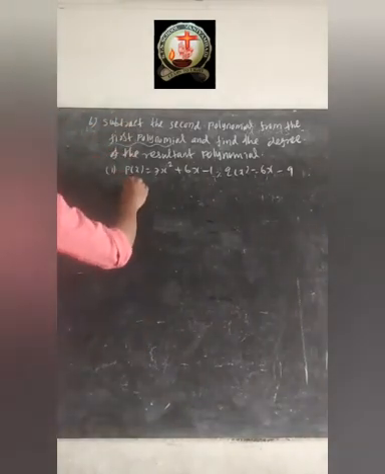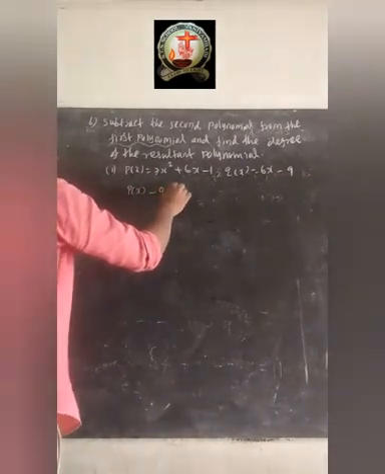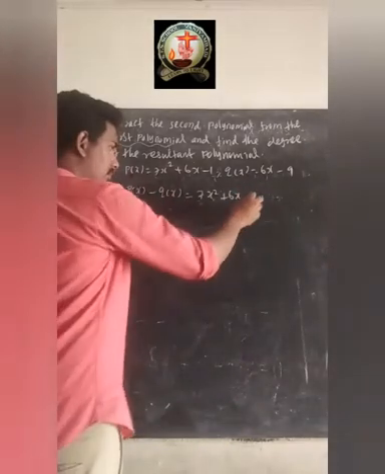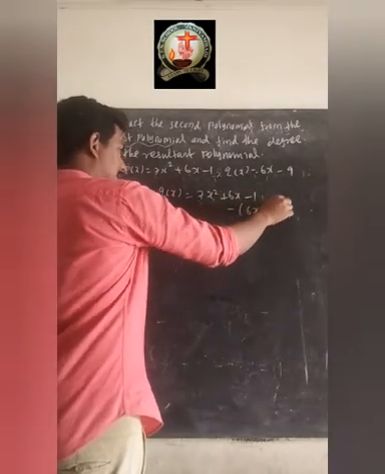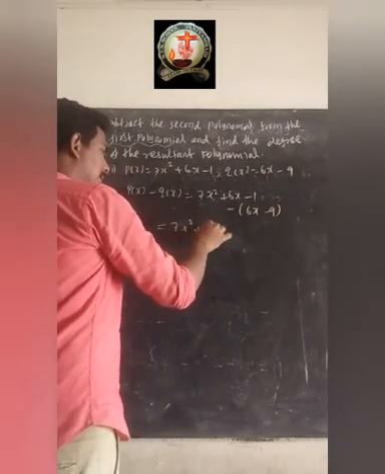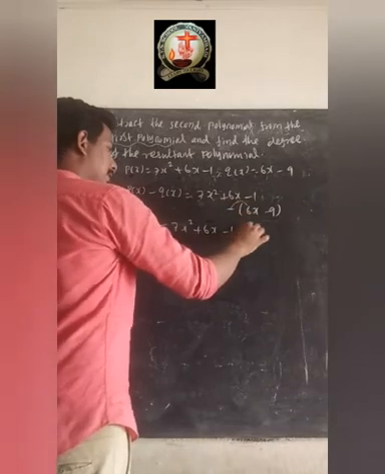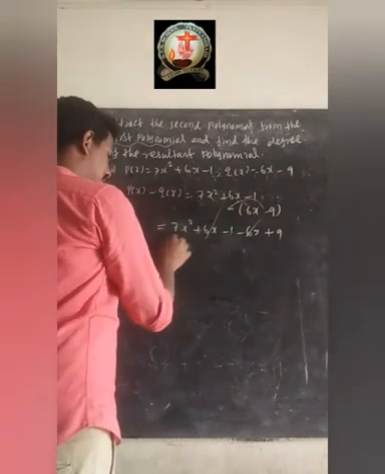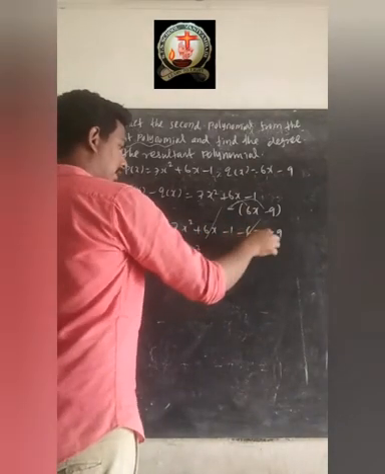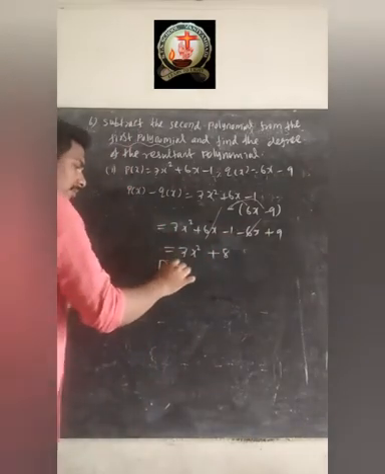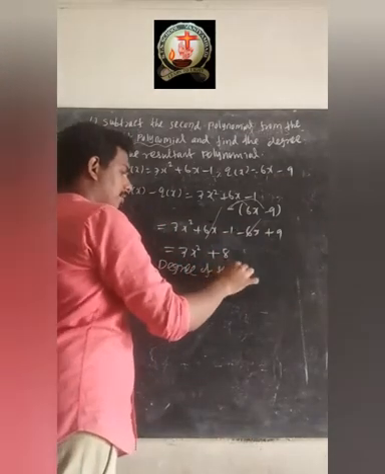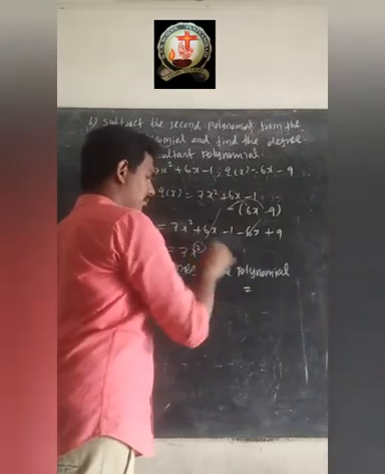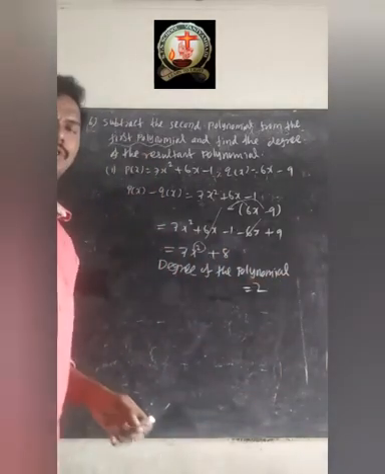First polynomial: P of x minus Q of x equals 7x square plus 6x minus 1 minus of 6x minus 9. So 7x square plus 6x minus 1, then multiply inside: minus into plus is minus, minus into minus is plus. 6x minus 6x cancel. 7x square, 9 minus 1 answer is 8. So degree of the polynomial, power is what? 2. This is the answer for subdivision 1.